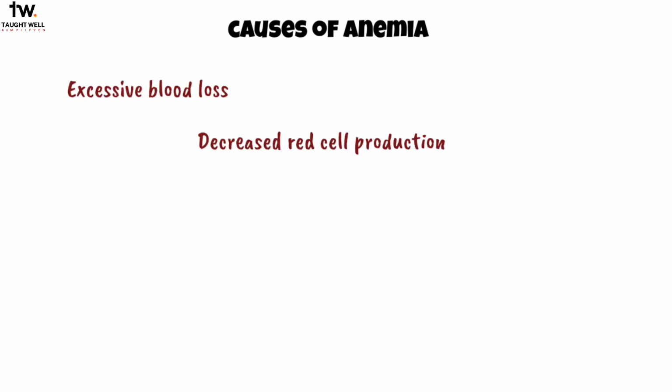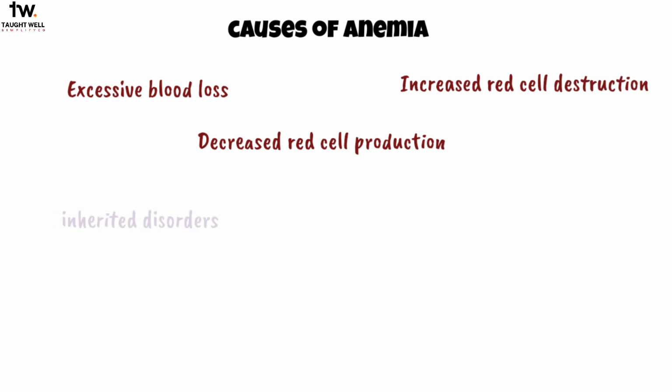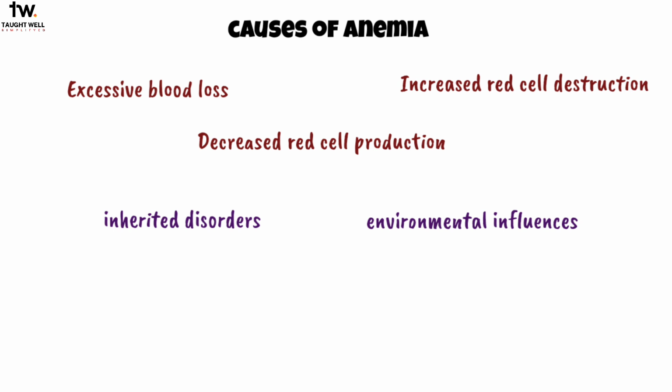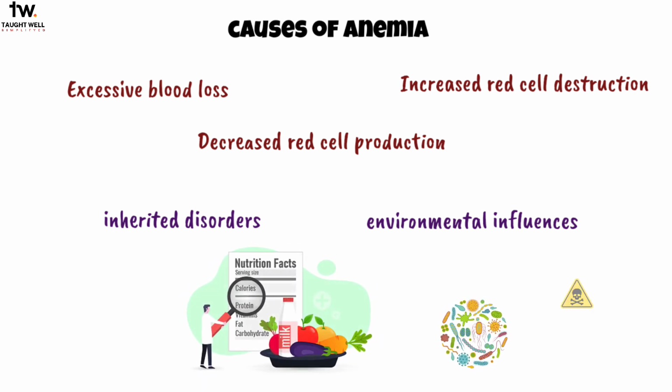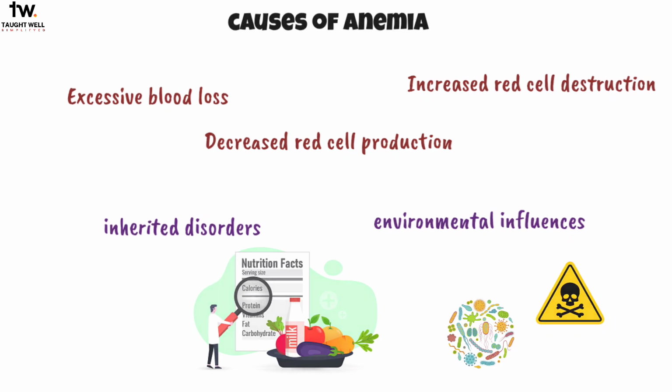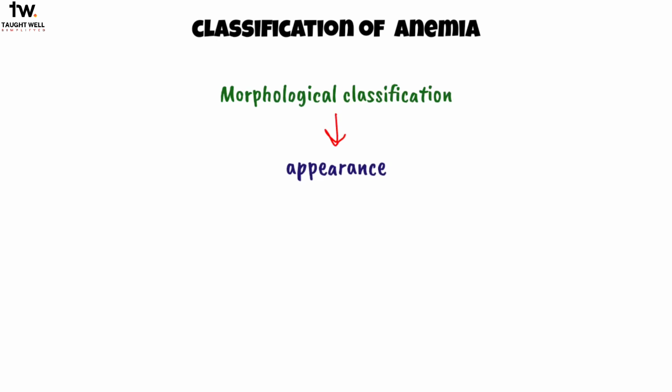There are various causes of anemia like excessive blood loss, decreased red cell production, or increased red cell destruction. All these incidents are caused either by inherited disorders or environmental influences, such as nutritional problems, infections, and exposure to drugs or toxins. For a better understanding, let's classify anemia based on two important factors. The first one is morphological classification, which is based on appearance, and the second is etiological, which is based on the cause or origin.